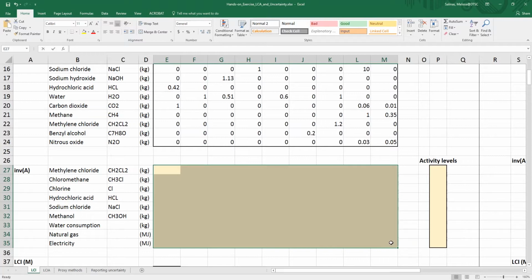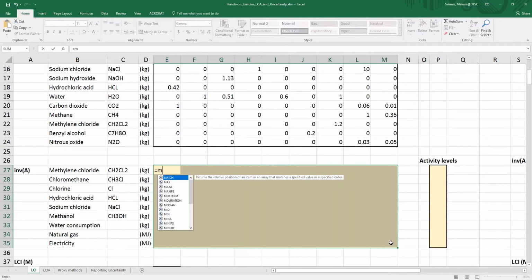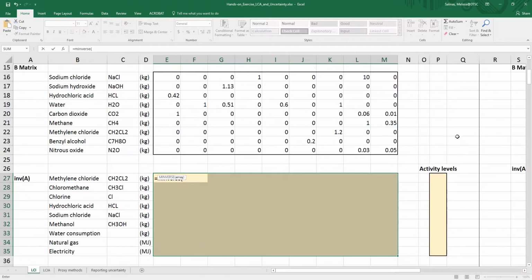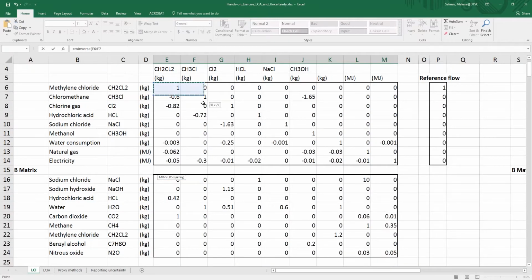Okay? And then you press the keyboard equal sign, and the magic word here is M inverse, which stands for matrix inverse. And then open the parenthesis, and then you go up to the A matrix and select the entire A matrix. If I'm too fast, let me know.